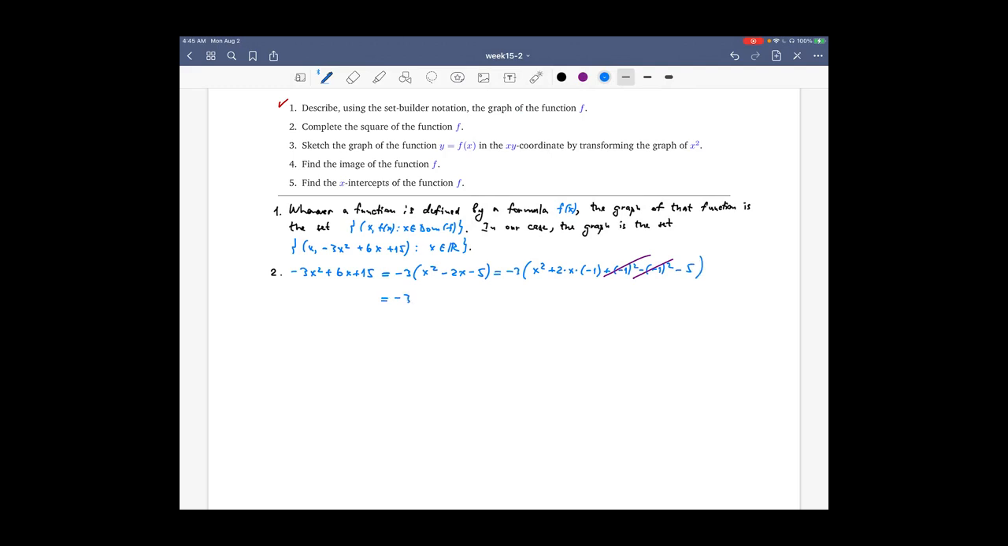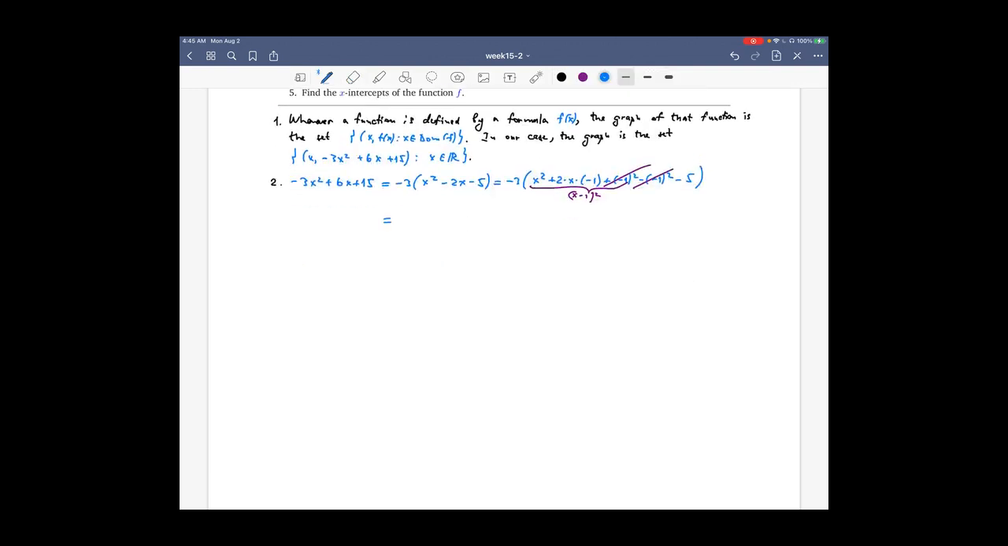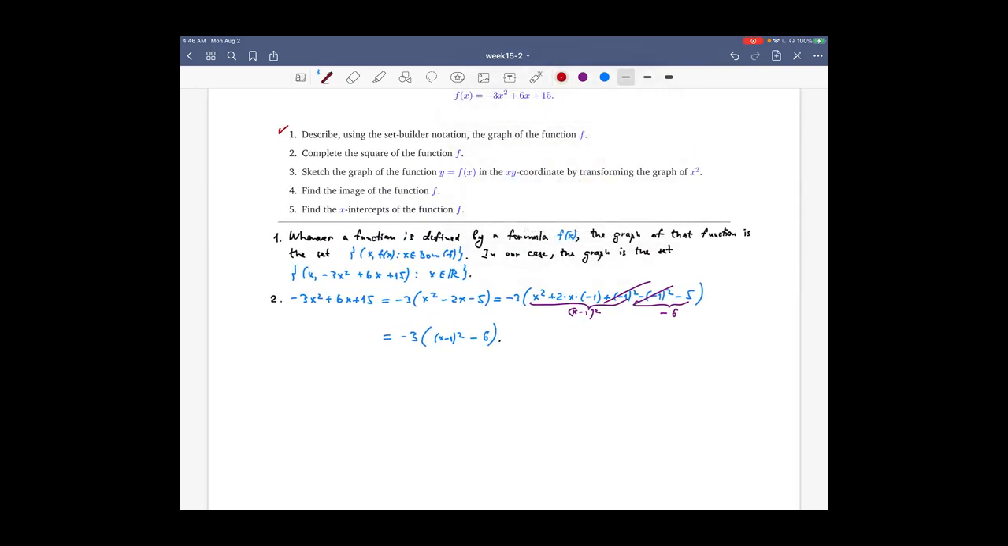And of course, this here is x minus 1 squared and this here is simply negative 6. So that finishes part 2. Before we make a sketch, let's find the image and the x-intercepts.